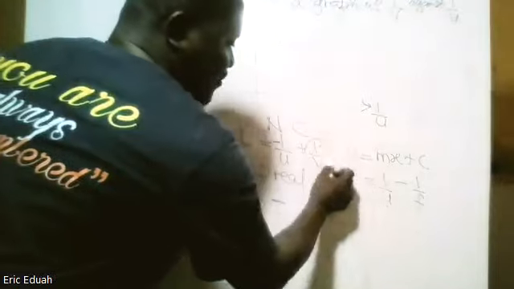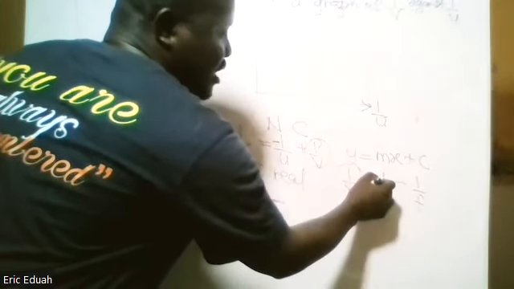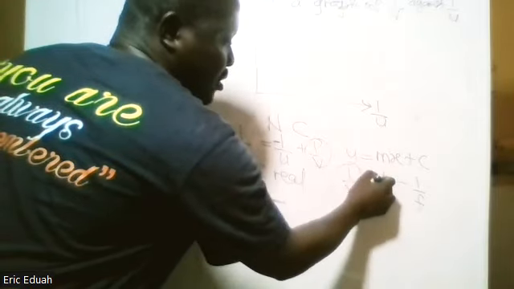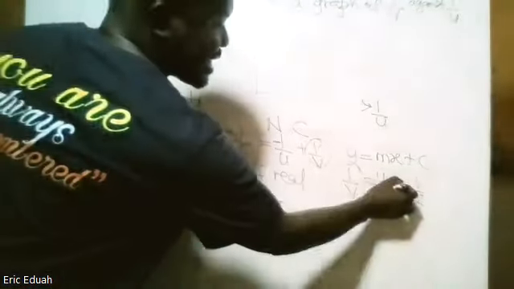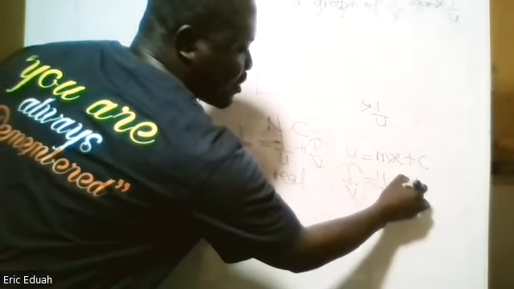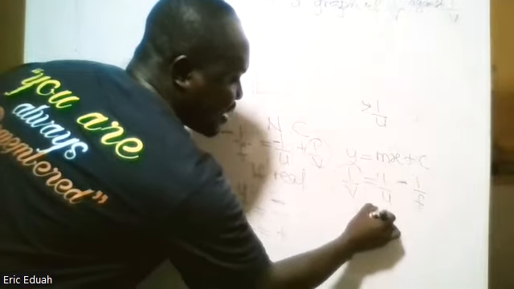Meaning that this is my Y, this is my X. M is actually equal to 1. Okay, M will be equal to 1, and C is equal to this. So if I'm plotting this graph, it means that the intercept is negative because there is a negative here. And because the gradient M is equal to 1, it will be a positive graph.